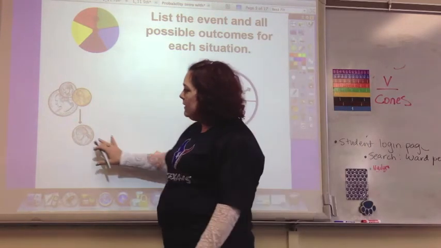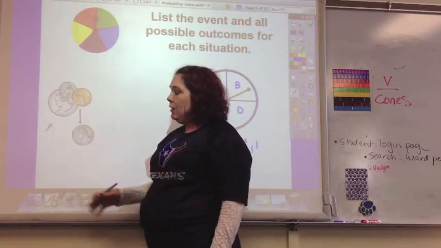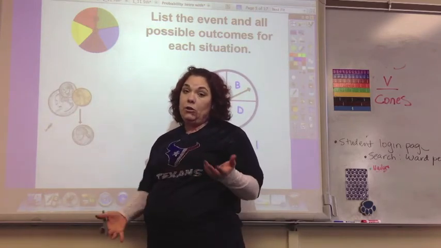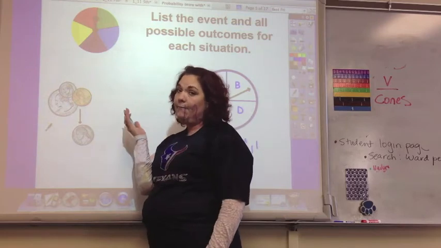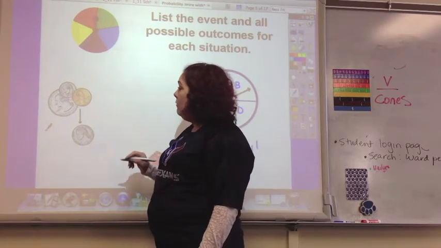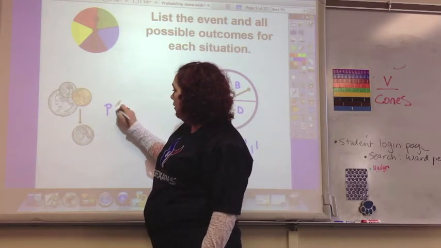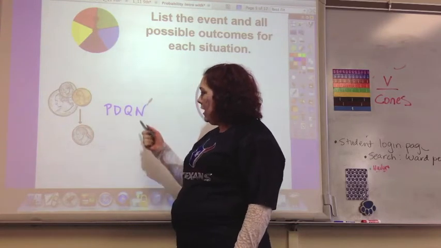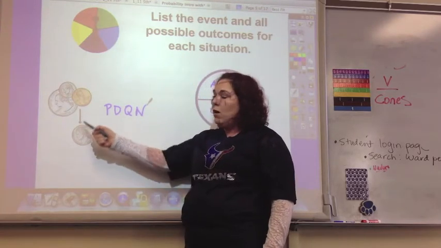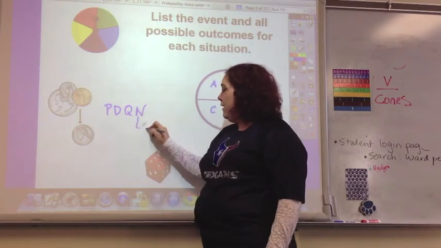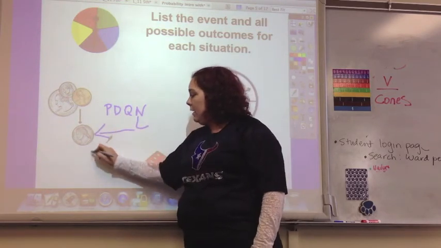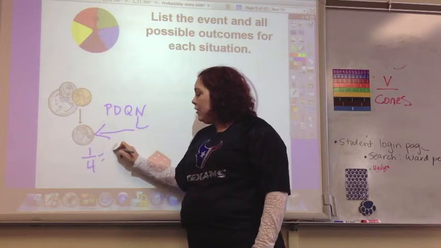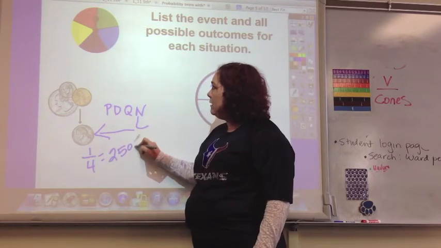And then you have the stack of money, and what are the possibilities that you could pull from? Well, you couldn't pull a $50 because there's not one there. But you could pull a penny, or a dime, or a quarter, or a nickel. And your chances of drawing a nickel are 1 out of 4, which is 25%.